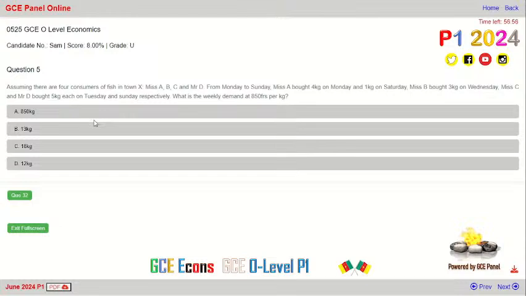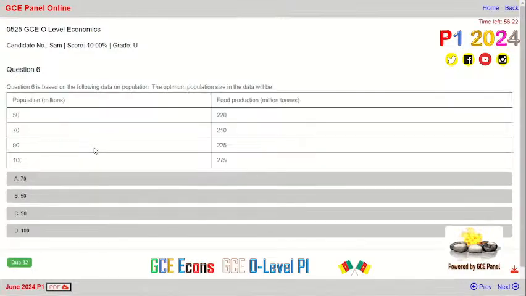Okay, so the demand here is just in kilograms, right? So let's see the total. Miss A bought 4 kg on Monday, that's 4, and 1 on Saturday, so that's 5. For Miss B, 3 kg on Wednesday, 5 plus 3, 8. Now Miss C and Mr. D bought 5 kg. So Miss C bought 5 kg on Tuesday, while Mr. D bought 5 kg on Sunday. So giving us a total of 10 plus the 8 that we have before, a total of 18 kg.